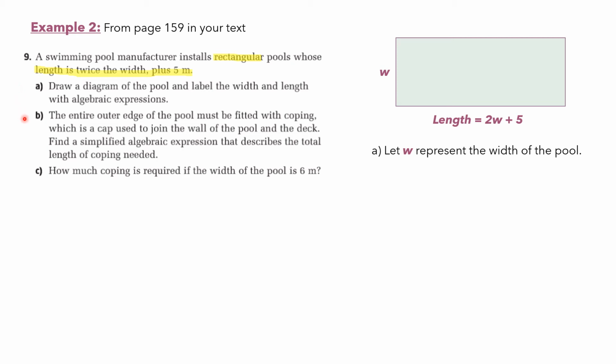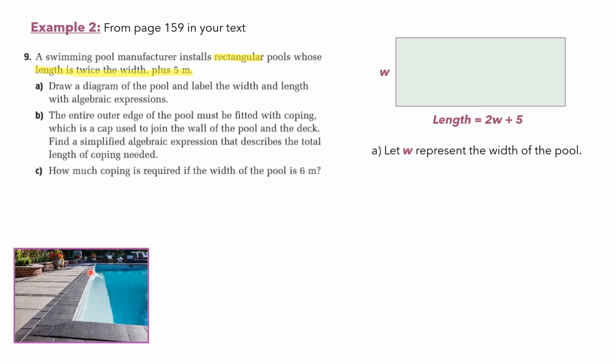Now part B says the entire outer edge of the pool must be fitted with coping, which is a cap. So I had to look this up. What's coping? I don't have a pool. It's a cap used to join the wall of the pool and the deck. So I actually got a picture for you here. So that would be a little piece that goes along here, right? It joins the wall of the pool, which is underneath here, right up to the deck. So it connects those parts there. So it's all along here.